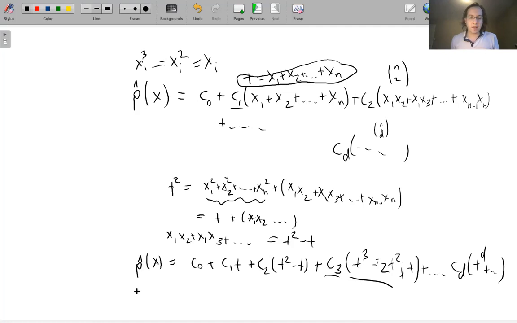And so what we get is that p hat of x looks like Q of t, where t has some dependence on x. So maybe we should write Q of t of x, where I'm putting the of x to highlight that it has a dependence on x. So we can say that p hat of x is Q of t of x. But Q here is single variate.